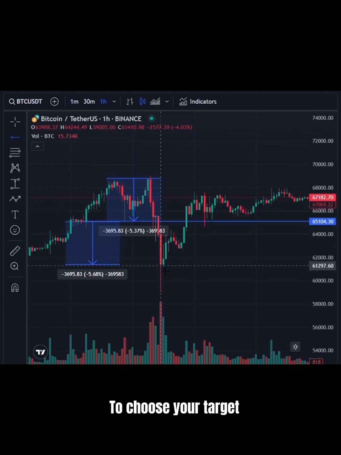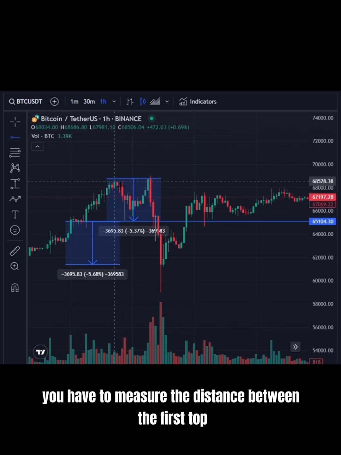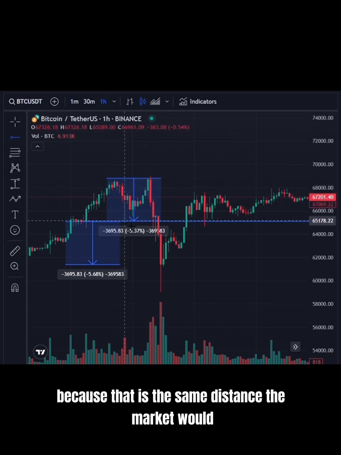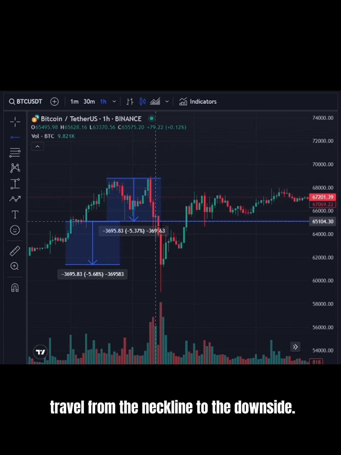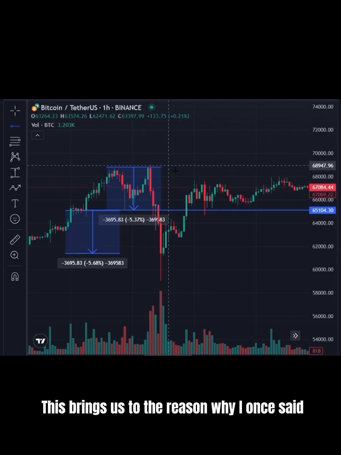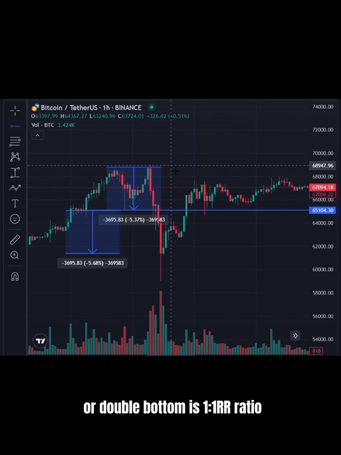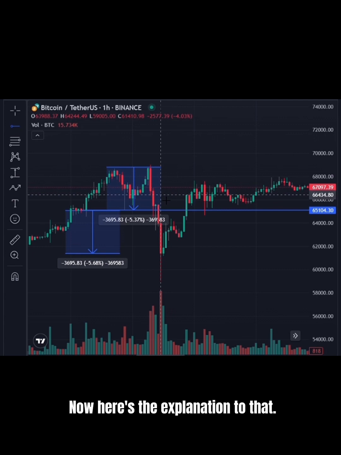Now, to choose your target, you have to measure the distance between the first top and the neckline, because that is the same distance the market will travel from the neckline to the downside. This brings us to the reason why I once said the best result you can get from a potential double top or double bottom is 1:1 risk to reward ratio. Now, here's the explanation to that.